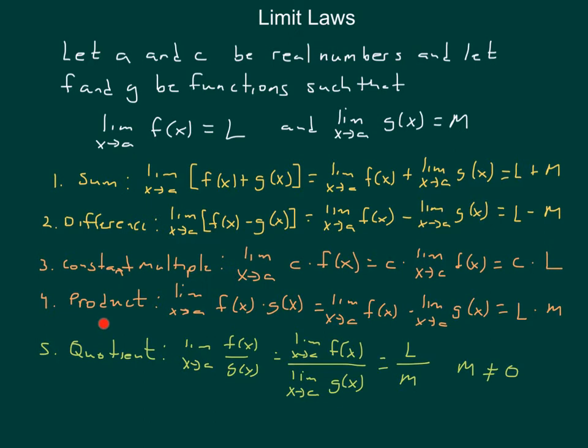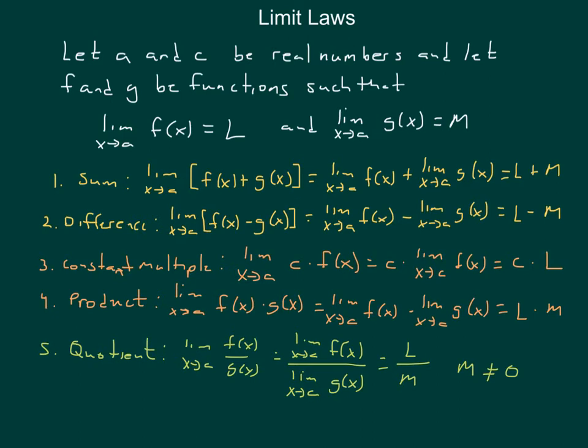When I'm dealing with the product of two functions, the limit as x approaches a of f of x times g of x is just going to equal the limit of f of x times the limit of g of x, which is L times m. And the quotient, where we're dividing: the limit as x approaches a of f of x over g of x is going to equal the limit of f of x over the limit of g of x, which is L over m. And in this case, that's provided that m does not equal 0.